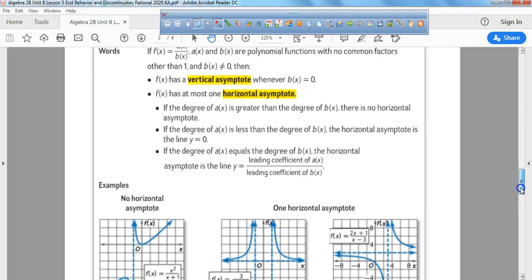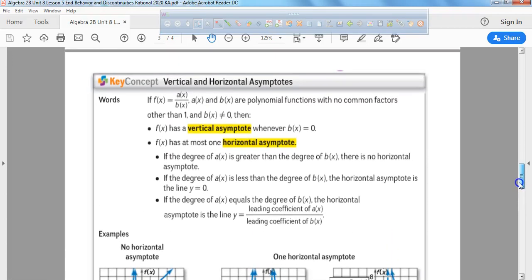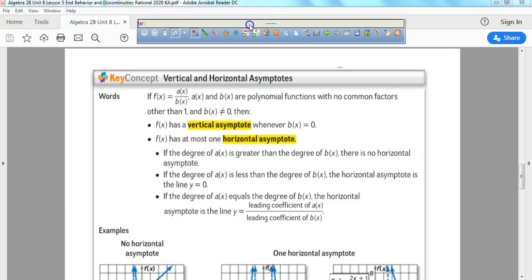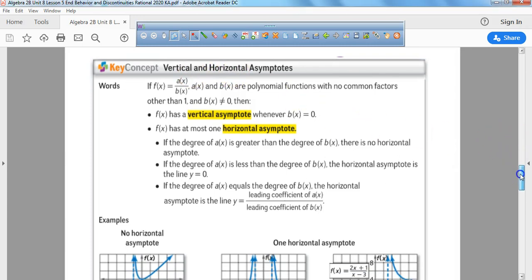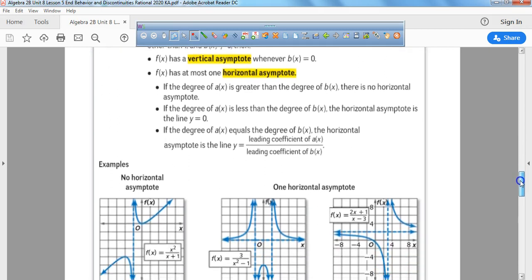Alright, in this particular video, we're just going to do a quick little introduction. You'll see this chart when you guys are working with all of your rational function assignments. We're going to be talking about vertical asymptotes, horizontal asymptotes, what those are, and just show you some pictures just to lead up with, okay?